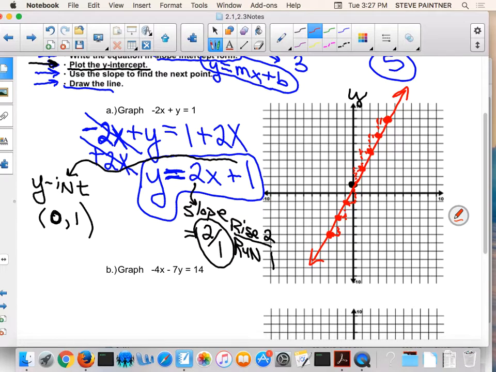So to graph an equation in slope-intercept form, it's pretty simple. Pick out the slope, pick out the y-intercept. 2 is the slope, 1 is the y-intercept. Start at the y-intercept, 1. And from the number 1, you have to go whatever the slope tells you to go.